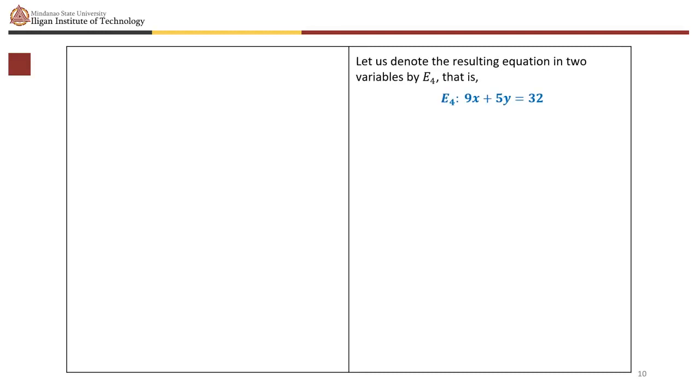Now let us denote the resulting equation in two variables by e sub 4. That is, our e sub 4 now is 9x plus 5y equals 32.